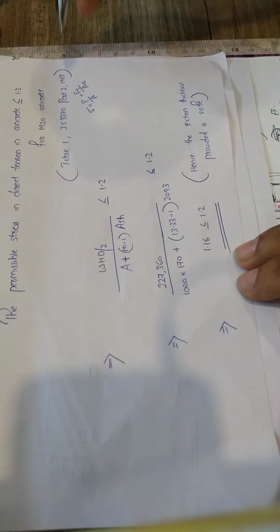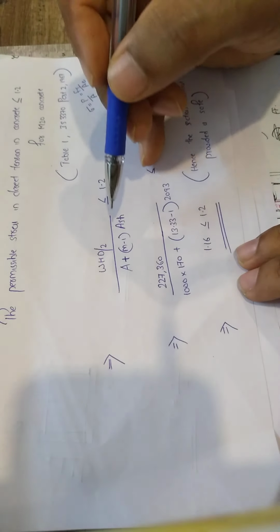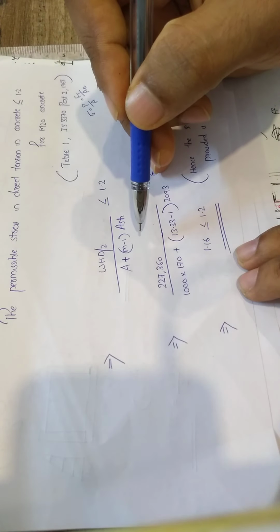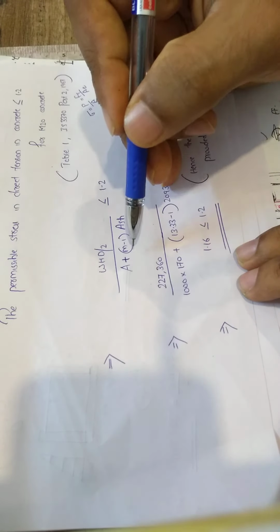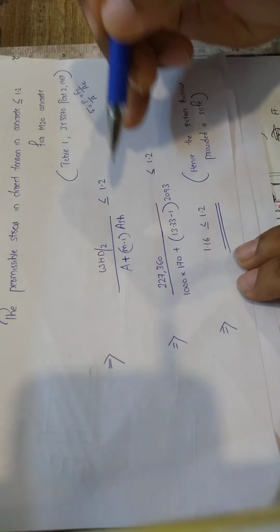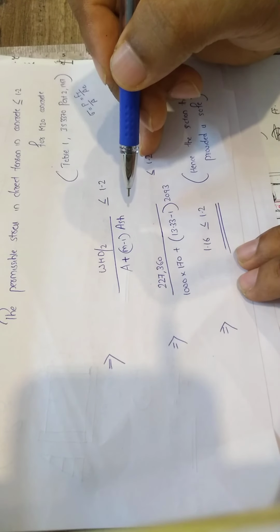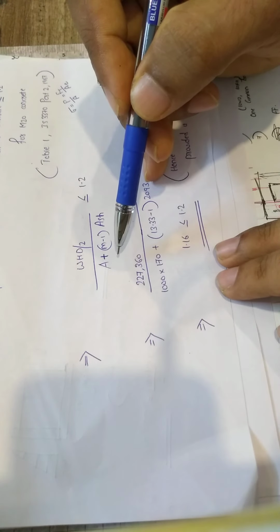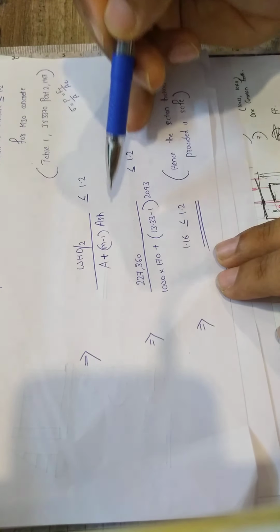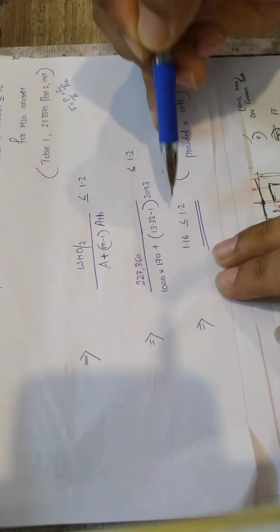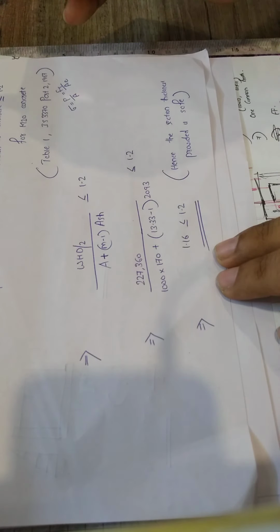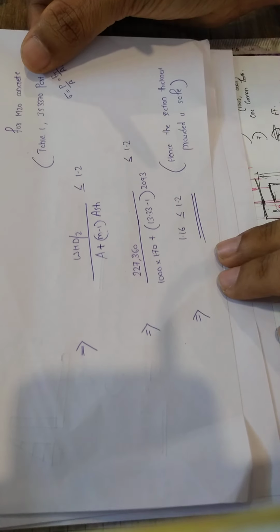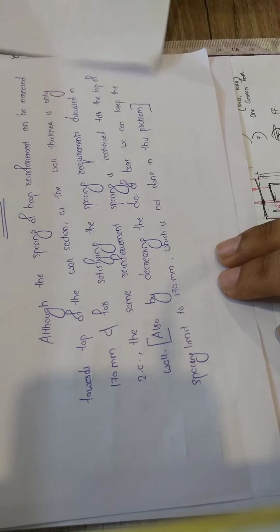So substituting the hoop tension, we know the maximum value is WHD by 2, and the equivalent area is nothing but A plus (m minus 1) into ASH, or otherwise we have studied AST. Okay, so A is nothing but the total area and ASH is the area of hoop reinforcement. So substituting the value, we are getting 1.16, which is less than or equal to 1.2, hence the section thickness that we have provided is safe.